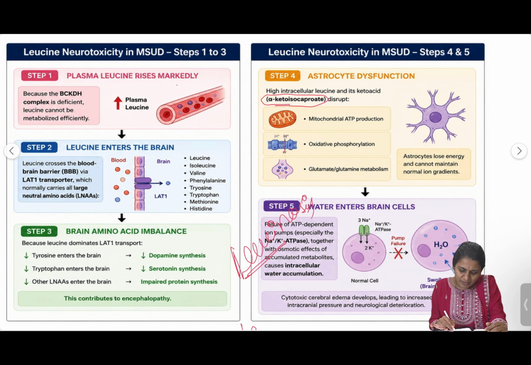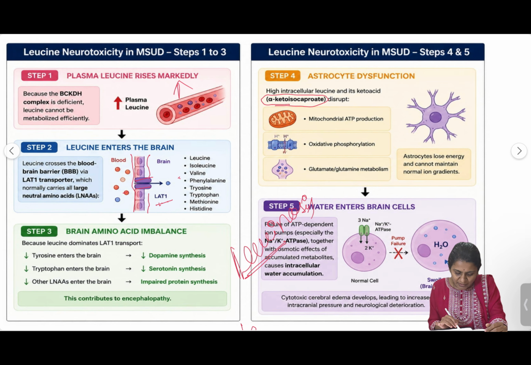So what happens? There is a rise in the leucine level. What is going to happen? There is so much leucine, isoleucine, and valine. As you all know, there is a blood-brain barrier. In the blood-brain barrier, you have a transport system, that is LAT, the L-type amino acid transporter. This transporter transports amino acids from the blood to the brain.